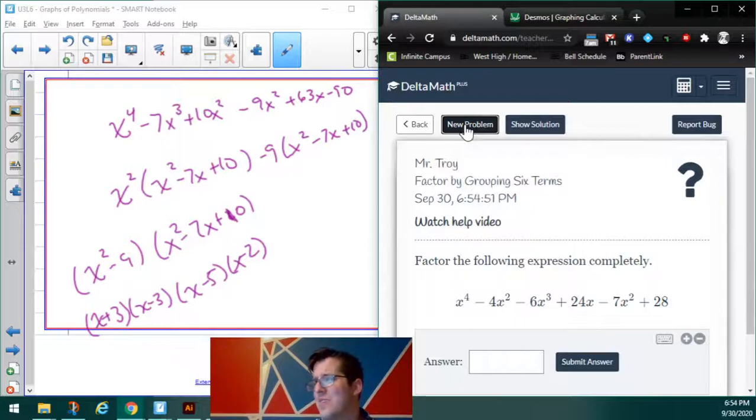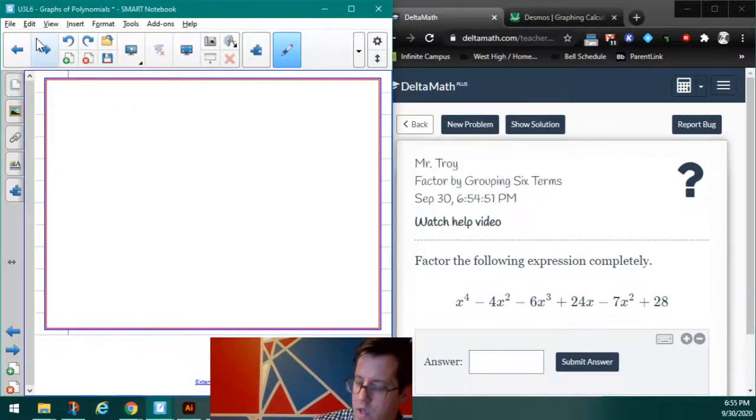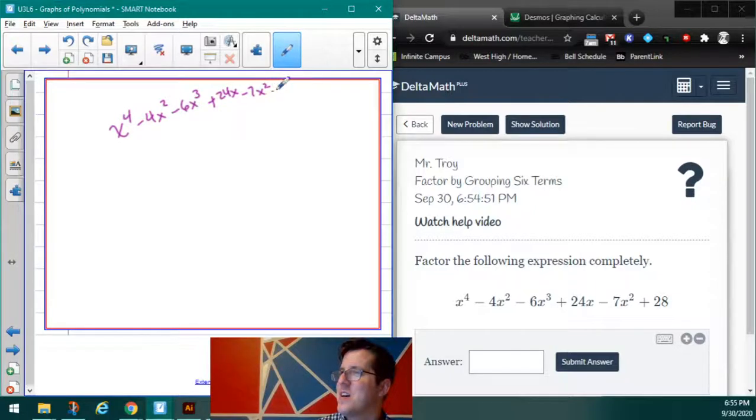All right, let's try one more. These are kind of too easy, though, aren't they? Well, maybe not. This one's a little different. Let's see what happens. Okay. X to the 4th minus 4x squared minus 6x cubed plus 24x minus 7x squared plus 28.